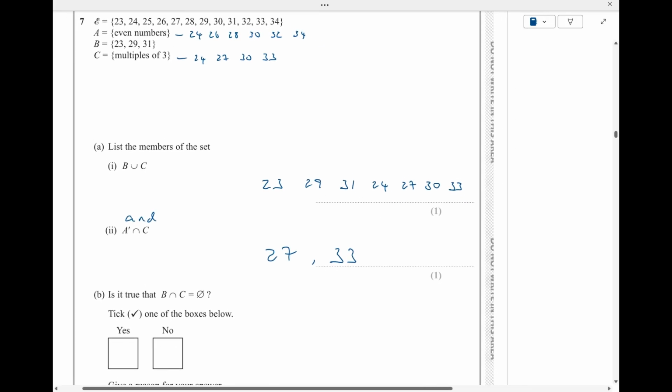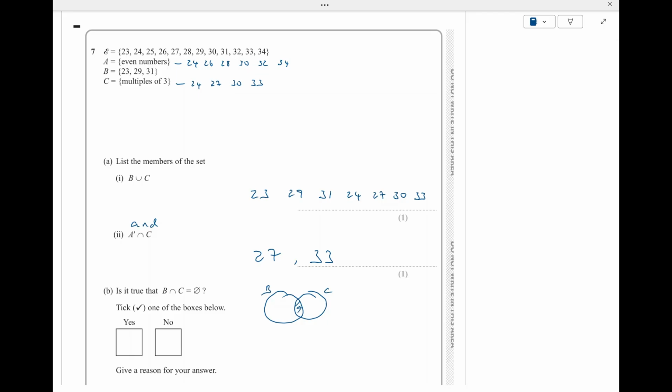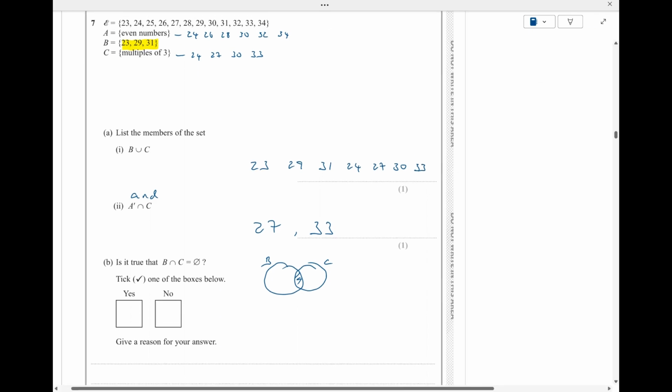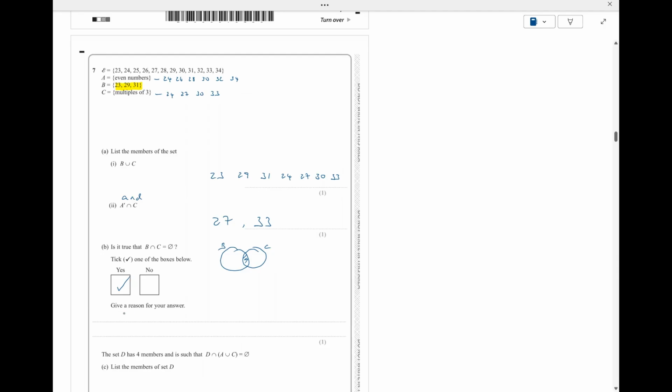Is it true that B and C is an empty set, i.e. that there's nothing in the intersection here? There's nothing which is in B and in C. Yes, it is, isn't it? Because if I look at B, none of those are in C. So yes, it is. And my reason could be there are no numbers in B which are also in C.